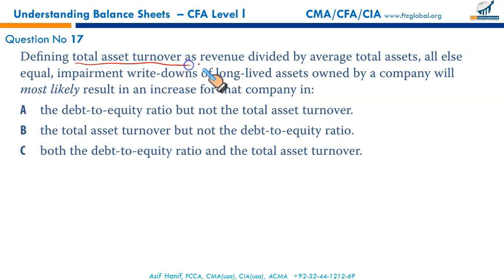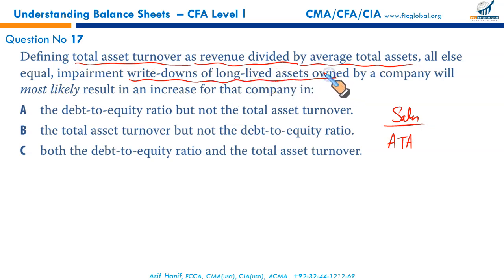Next, defining total assets turnover as revenue divided by average total assets, that is sales divided by average total assets, ATA, I'm writing it for short. All else equal, impairing a write-down of long-lived assets. Impairment is also a part of your long-lived assets. Impairment is done differently under the US GAAP. Impairment losses are calculated differently under the IFRS. All is coming. Just hold on. Everything will be discussed. So impairment of long-lived assets under the IFRS and the US GAAP, they're different.